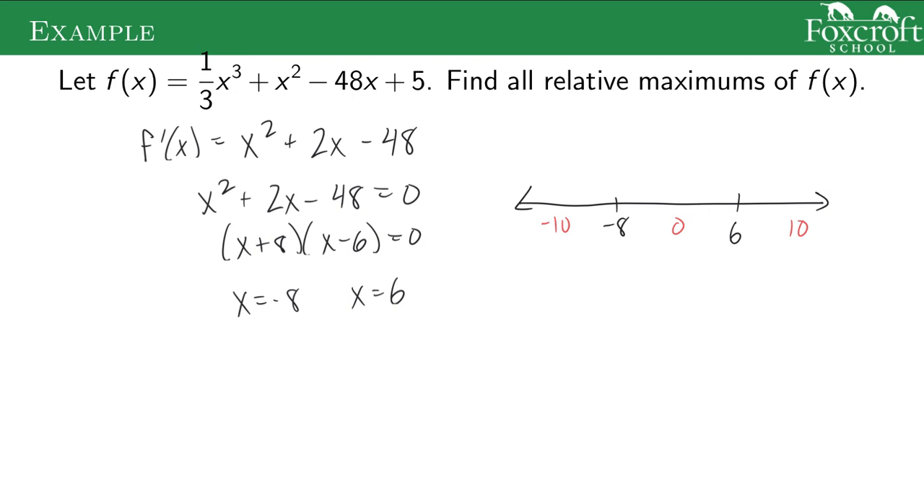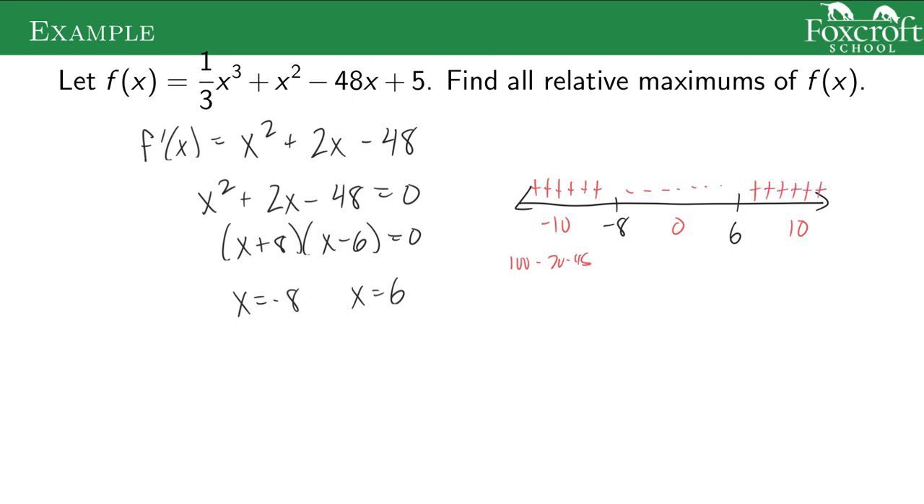If we plug in negative 10, we're going to get 100 minus 20 minus 48. That's going to be some positive number. So everything here is positive for my derivative. If I plug in 0, I'm going to get negative 48, and that's negative, so everything in the middle is negative. If I plug in positive 10, I'm going to get 100 plus 20 minus 48. That's also positive.